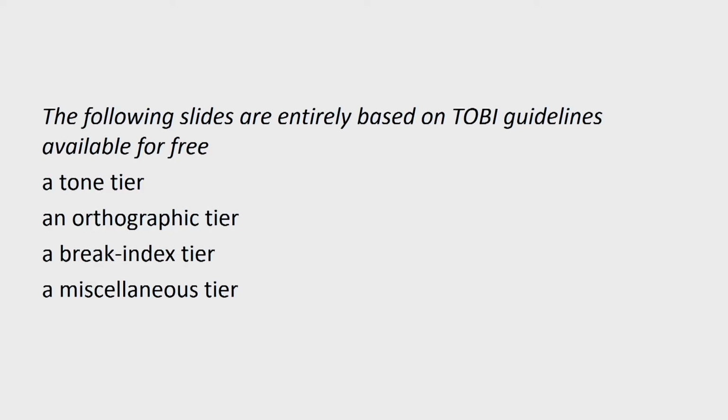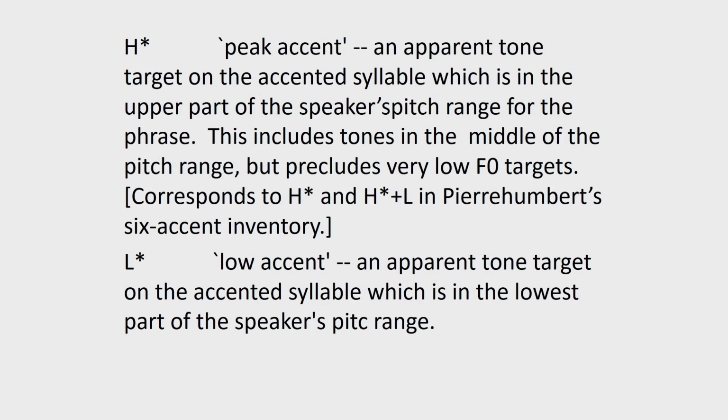These are from the ToBI guidelines available for free. ToBI has a tone tier, an orthographic tier, a break index tier, and a miscellaneous tier. And then there is the H* peak accent. As we have already talked about, it's the accented syllable, that is the stressed syllable, which gets the pitch accent, and it will be called the peak accent with H*.